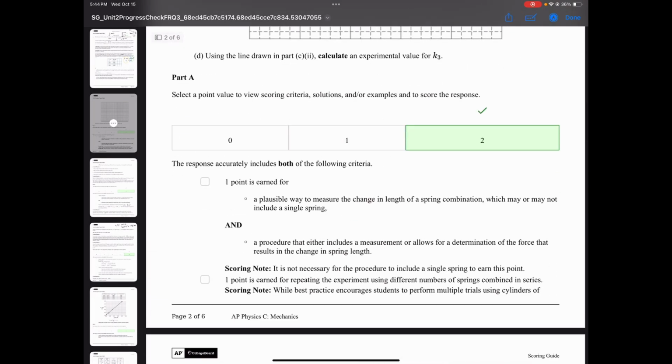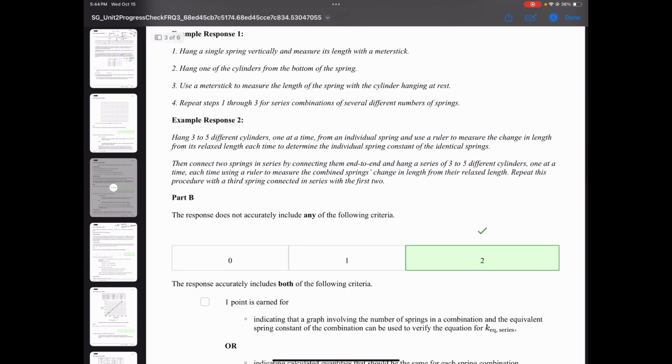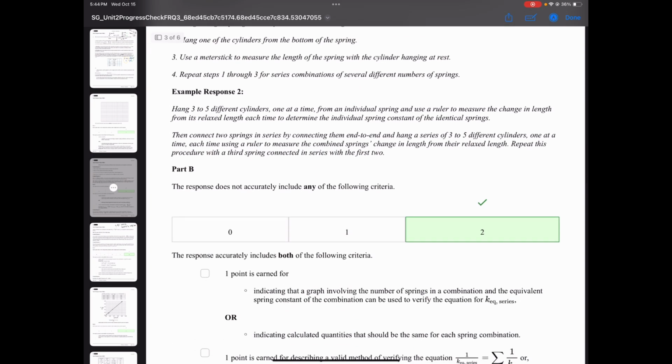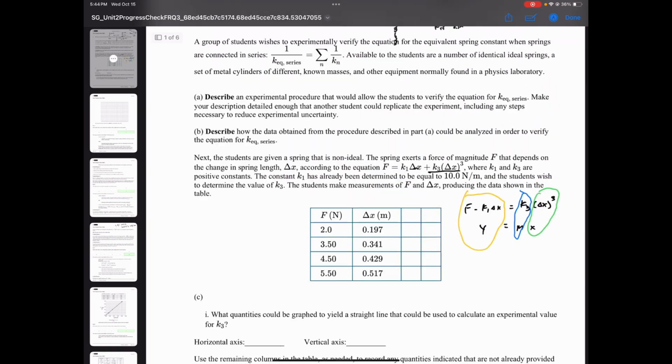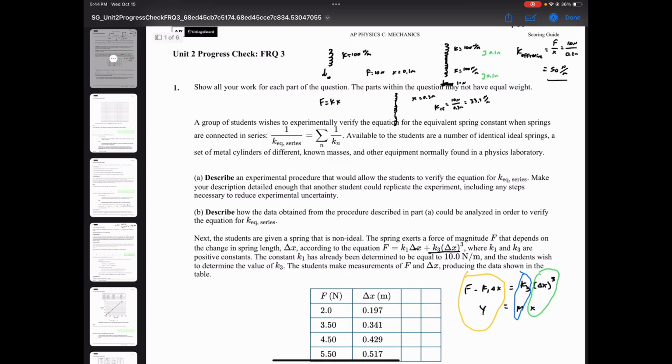But personally, I think it's just easier to think about if you just compare, right? So you have this equation, you have these expected values for the spring constant based on the equation, and then you have the measured values, and then you compare them. And if they're approximately equal to each other, then you can make the claim that this equation is valid.